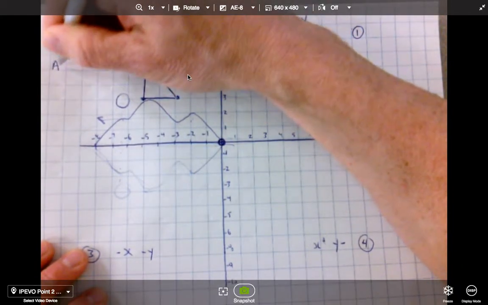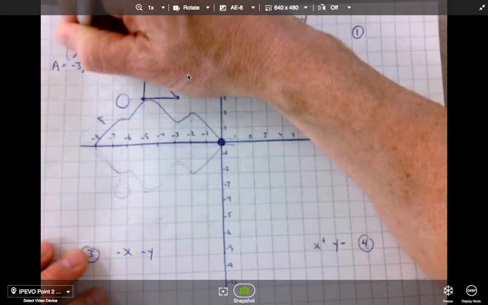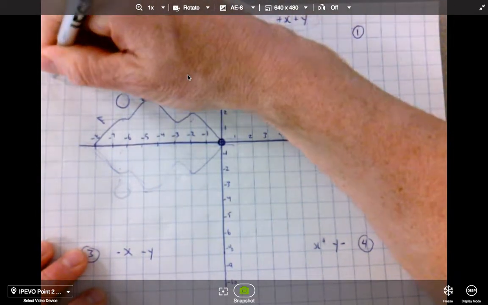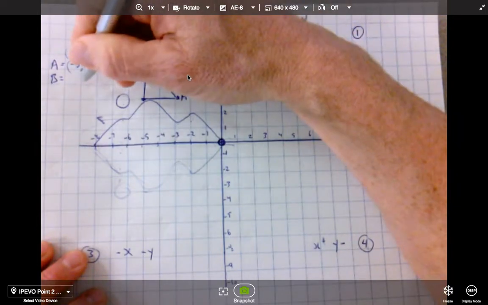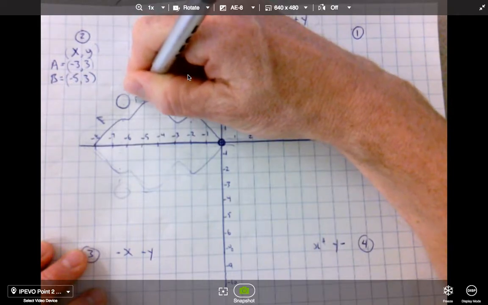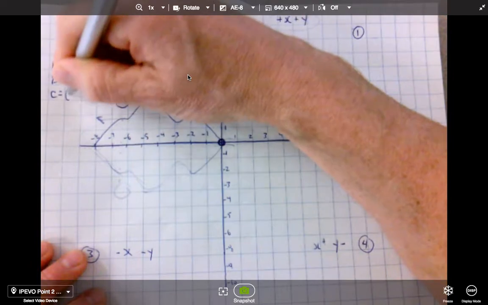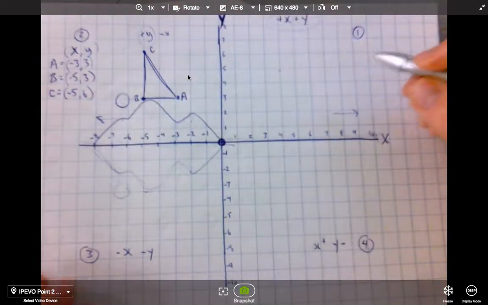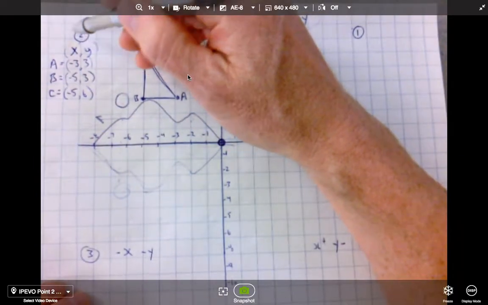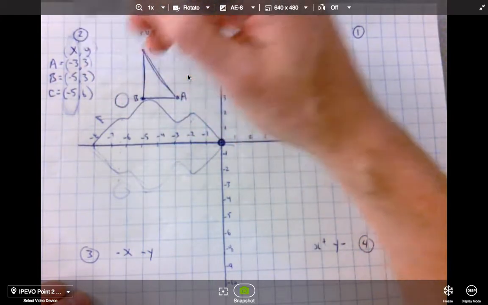We're going to do A is going to be -3 and 3. So this is A. And then B is going to be -5 and 3. And then C, which is up here, is going to be -5 and 6. And I know that because the x-axis, or the x coordinates, we do first. We always do the x ones first.